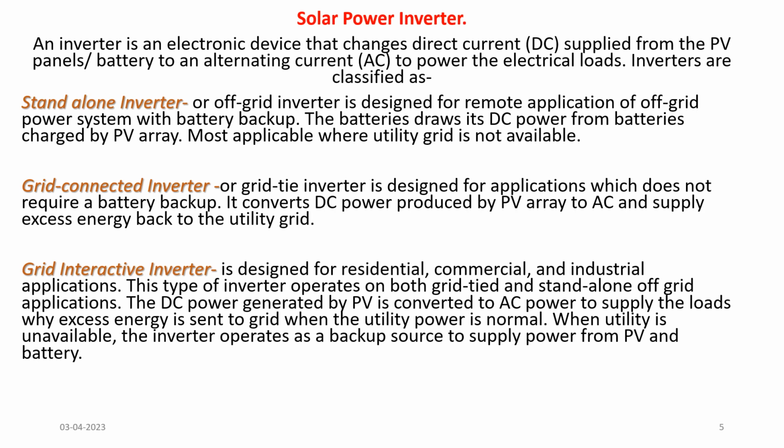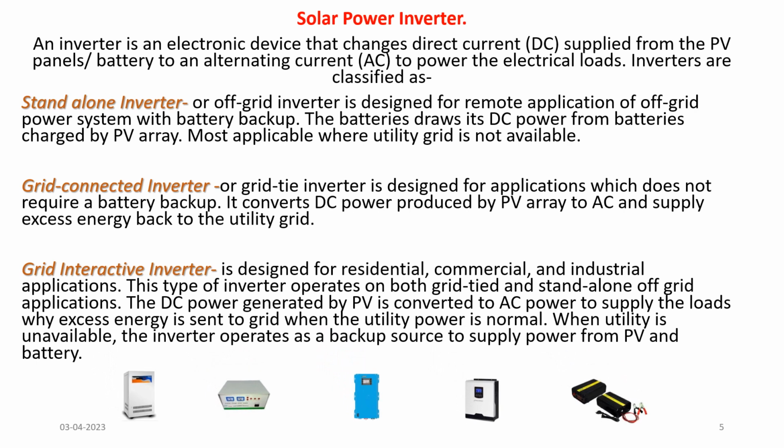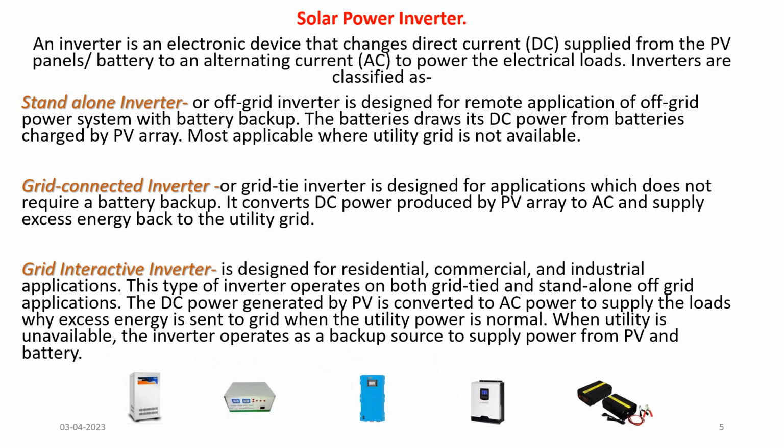It uses both. It can operate in both grid-tied and standalone modes. So it combines the standalone inverter features with the grid-connected inverter. It has a battery backup, and when the utility is not available, the inverter will operate as a backup and supply power from PV together with the battery. So these are the types of inverter we can see.